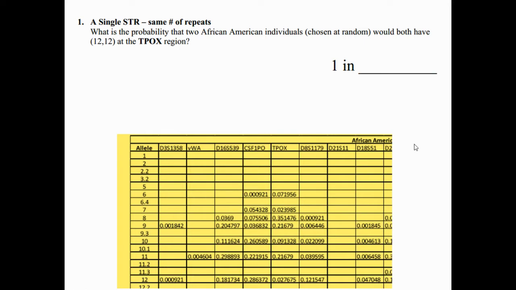Number one, a single STR with the same number of repeats. What is the probability that two African American individuals chosen at random would both have 12 repeats and 12 STR repeats on both of their chromosomes at the TPOX region? Okay, so how do we do this? We get out our reference tables, and we know we're going to have to use the probability formula p squared. Why? Because we've got the same number of repeats. It says that right in the problem: we've got 12 repeats and 12 repeats. That's the same number, so we use the p squared formula.